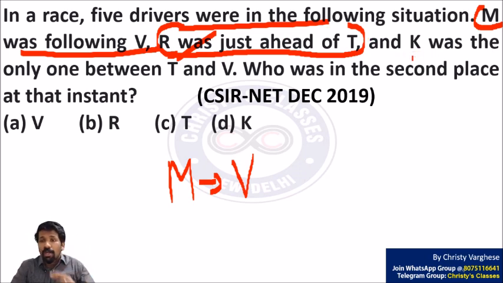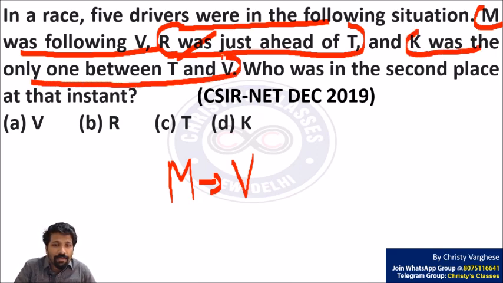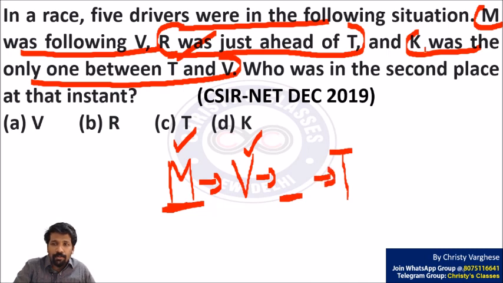That is why I told you the order in which you analyze the sentences is very important to save time in doing these questions. Otherwise also you will get the answer, but to save time I am saying K was the only person between T and V. That is a very important information. V is here. Between T and V means T can only be here because already M is following V. So T cannot be before V. T should be after V. And there should be one person in between T and V also, because the question says K was the only person between T and V. So K should be in between T and V also should be satisfied.